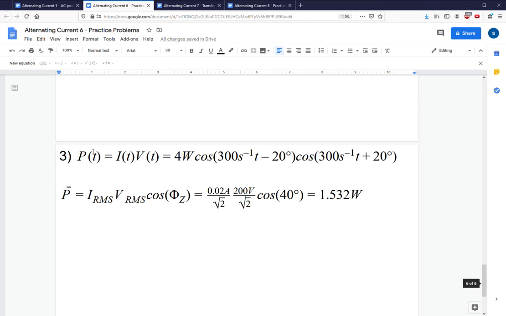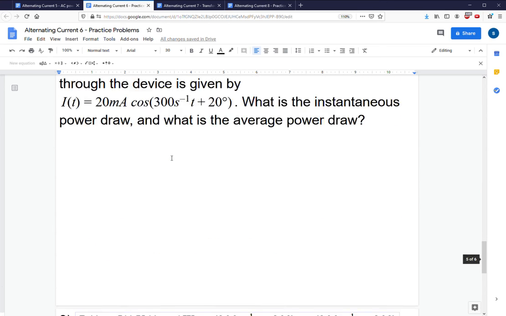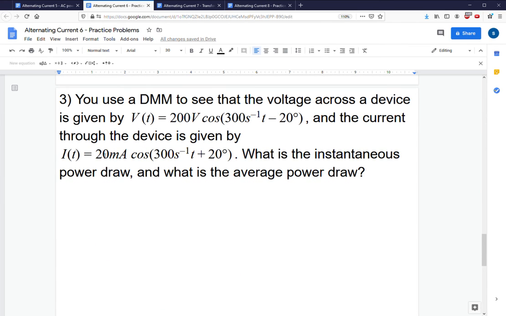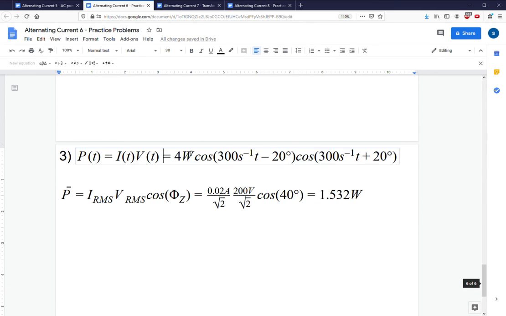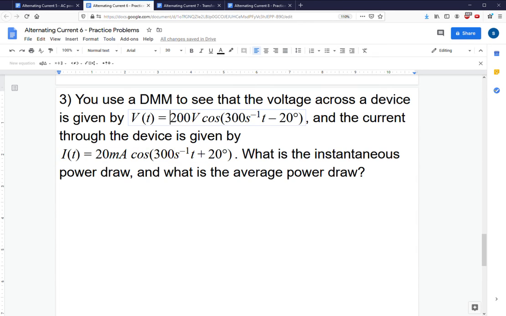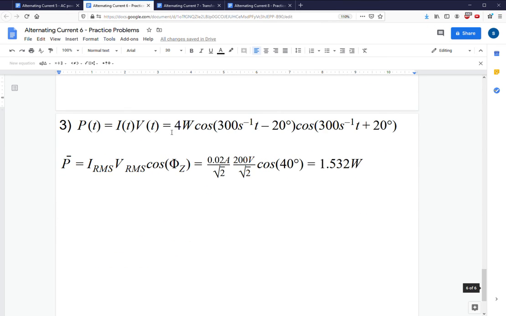So first, instantaneous power draw is given by P(t) equal to I(t) times V(t). I(t) is 20 milliamps. If we convert that to amperes, that's 0.02 amperes times this cosine function. V(t) is 200 volts times this cosine function. So 20 milliamps times 200 volts is 4 watts, and we just multiply these cosines together. Now, if that looks messy, it is. There are some things you can do with sum of angle trig identities that might clean it up, but also in some ways makes it worse, so I haven't bothered.